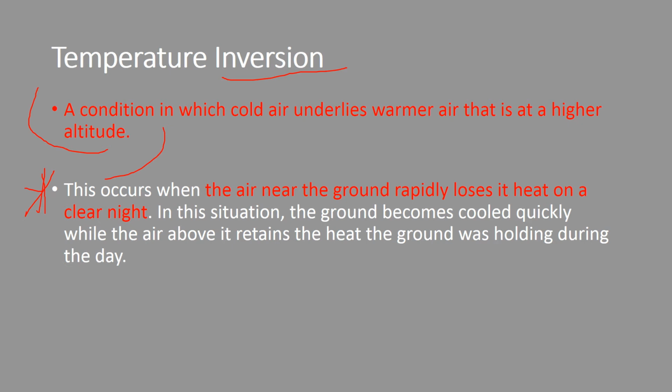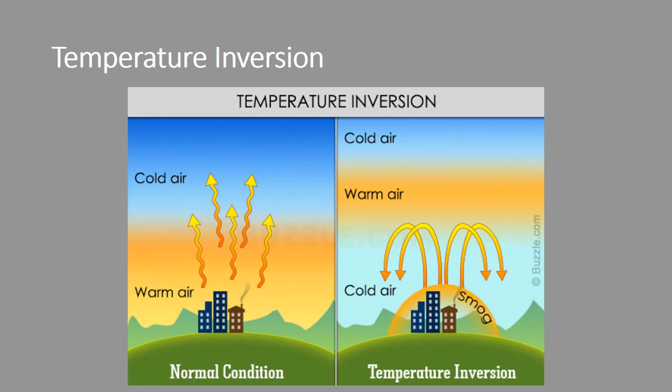You can walk on grass and the ground is usually cool, but if you walk on the tar it's hot because it's a different type of material. But that's also because, again, in this situation the air near the ground rapidly loses its heat on a clear night, but it can still be humid around you.